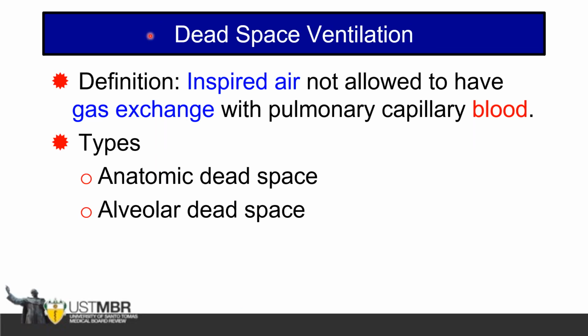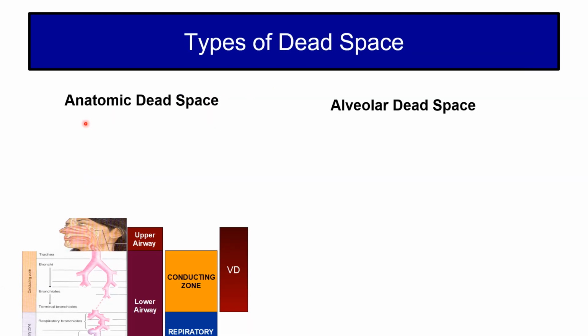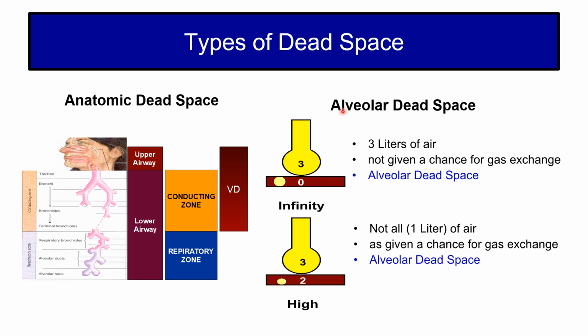Moving on to dead space ventilation, it is a situation wherein inspired air is not allowed to have gas exchange with pulmonary capillary blood. And there are two types, the anatomic dead space and the alveolar dead space. The anatomic dead space is composed of your upper airway and the lower airway's conducting zone, while your alveolar dead space are respiratory units with a V/Q relationship of infinity or a high V/Q relationship.